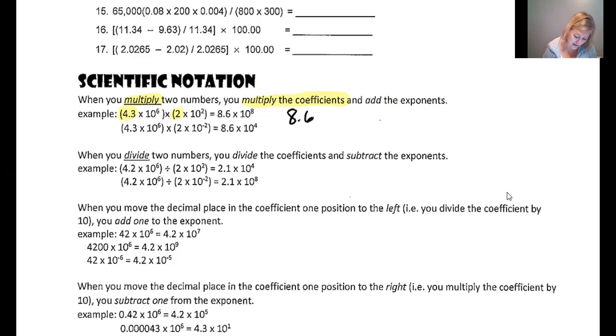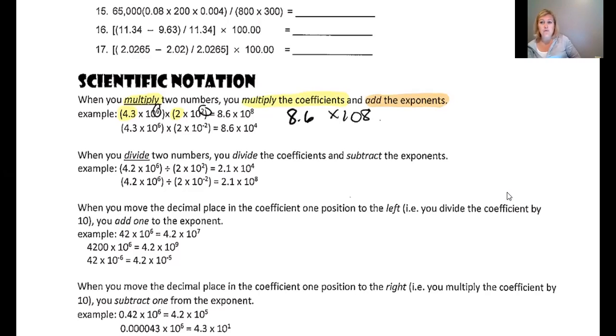And then the next part, you add the exponents. So I have that in an orange color. And so adding the exponents, I get 6 plus 2, which gives me times 10 to the 8. So that's a quick way of how to do this kind of in your head.